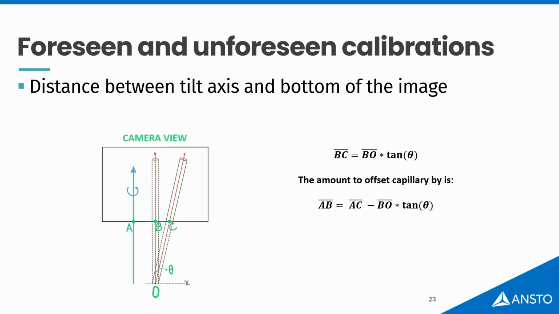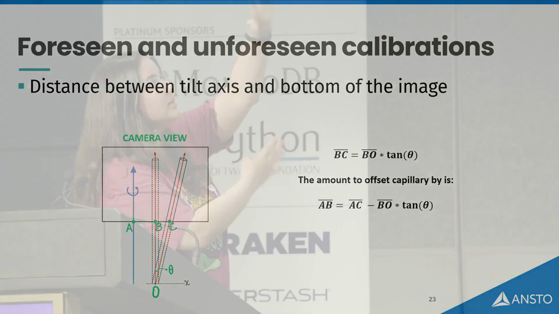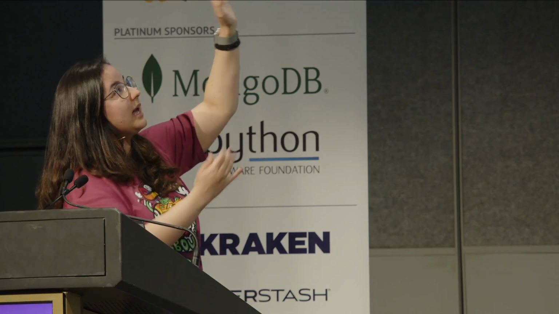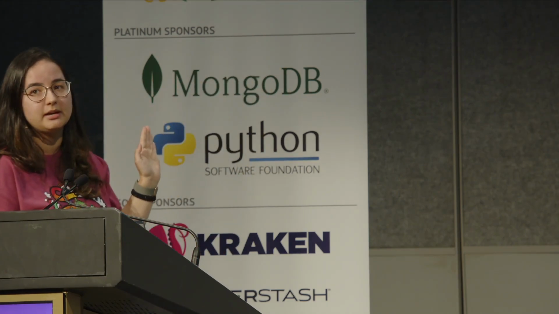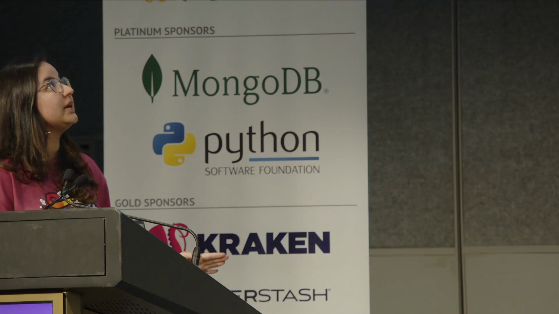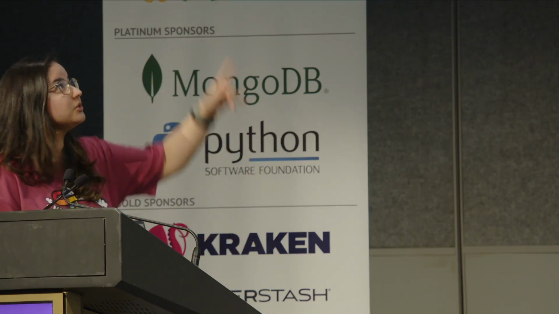What this did is, if I find the point O in my image, which is where the tilt axis of my capillary is in relation to the bottom of the image, then once I untilt my image, I'll know this distance BC, so how much it'll have moved by, and then I only need to calculate AB, which is how much I'm going to offset it by, and then my capillary will be on its axis of rotation, which is the point A.